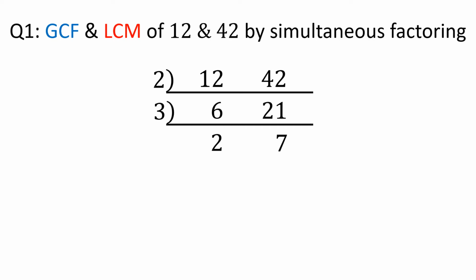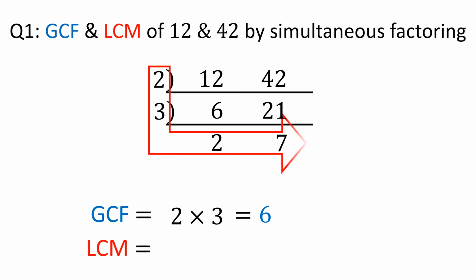Since there is no common factor for both numbers, we stop factoring. In order to find the GCF, we just need to multiply the prime numbers in the column, which is 2 and 3. So the GCF is 6. In order to find the LCM, we need to multiply the numbers in the shape of an L, which is 2 times 3 times 2 times 7. So LCM is 84.